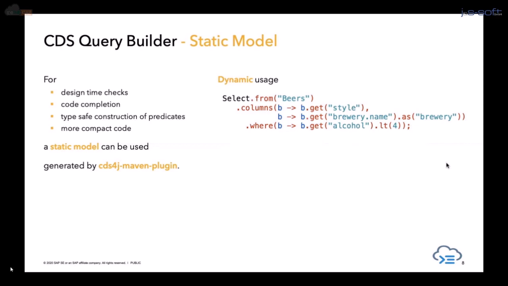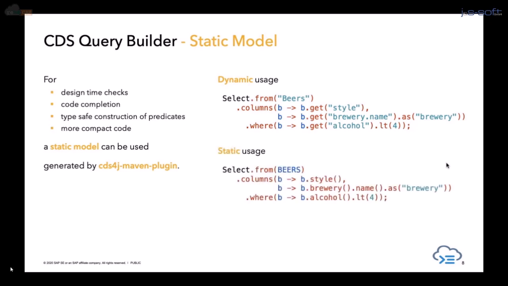And in order to overcome this and provide you with design time checks, code completions, type safety, and also more compact code, we can generate a static model from your CDS model via a Maven plugin. And then you can write this query above just like this: select from Beers. In this case, Beers refers to a generated class, and this enables you in the lambda expression to use methods to access the elements and also the associations.